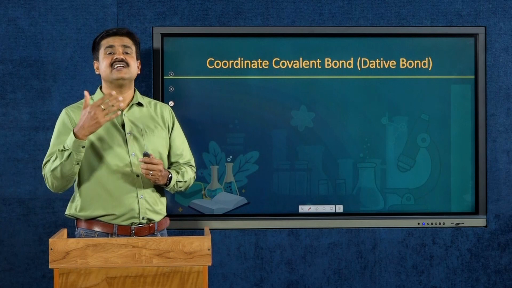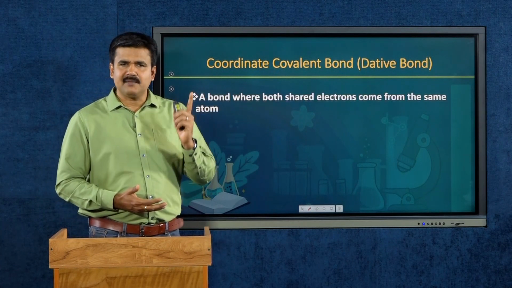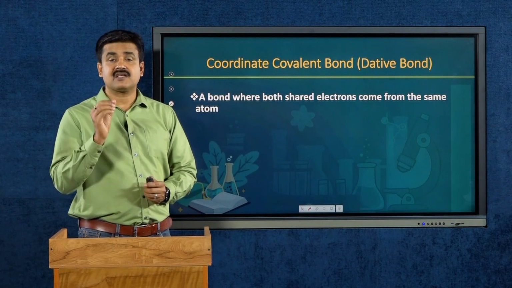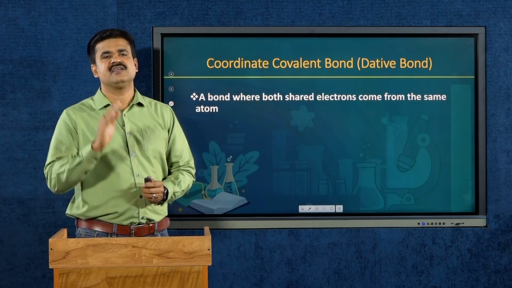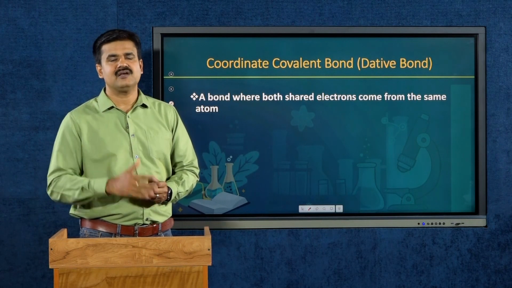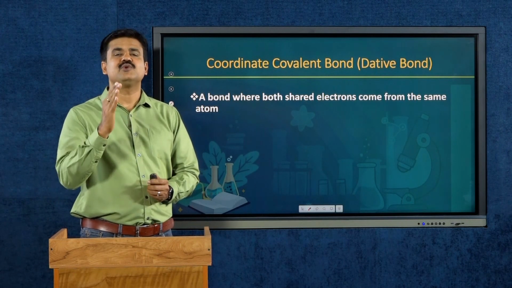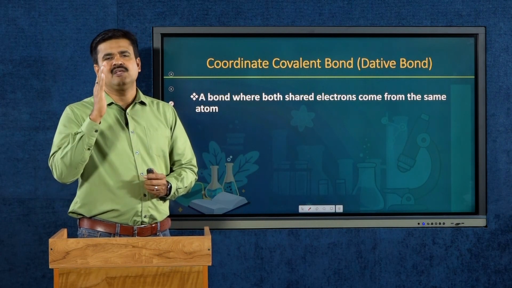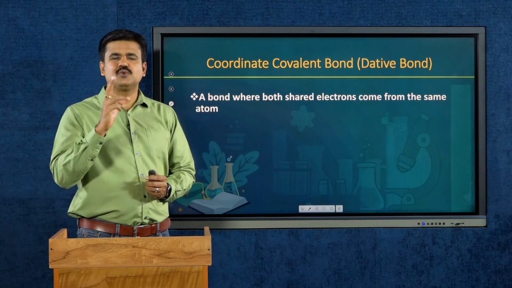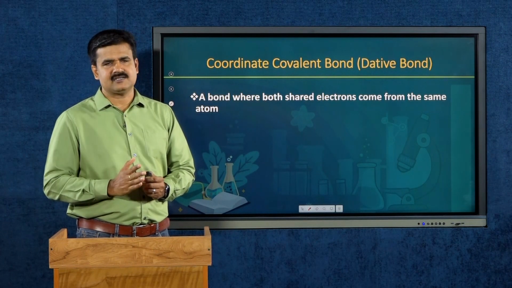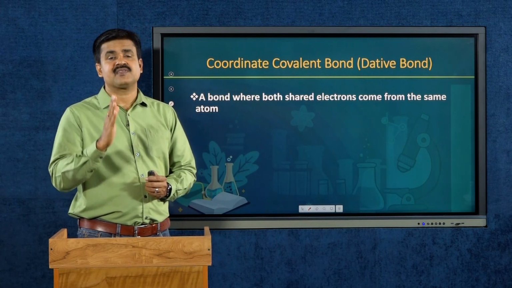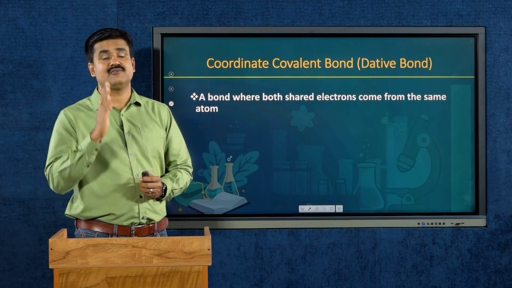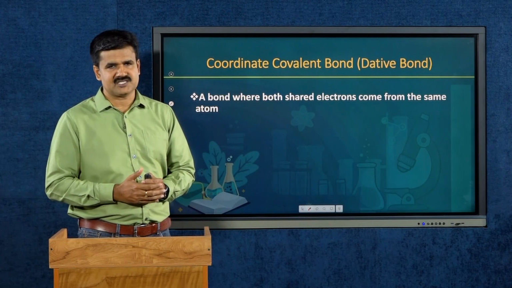What about the dative bond? A bond where both shared electrons come from the same atom is known as the dative bond or coordinate bond. You know that for the formation of a covalent bond, you must have at least two electrons between them. That is, there must be the sharing of at least a pair of electrons between two atoms for the formation of a covalent bond.